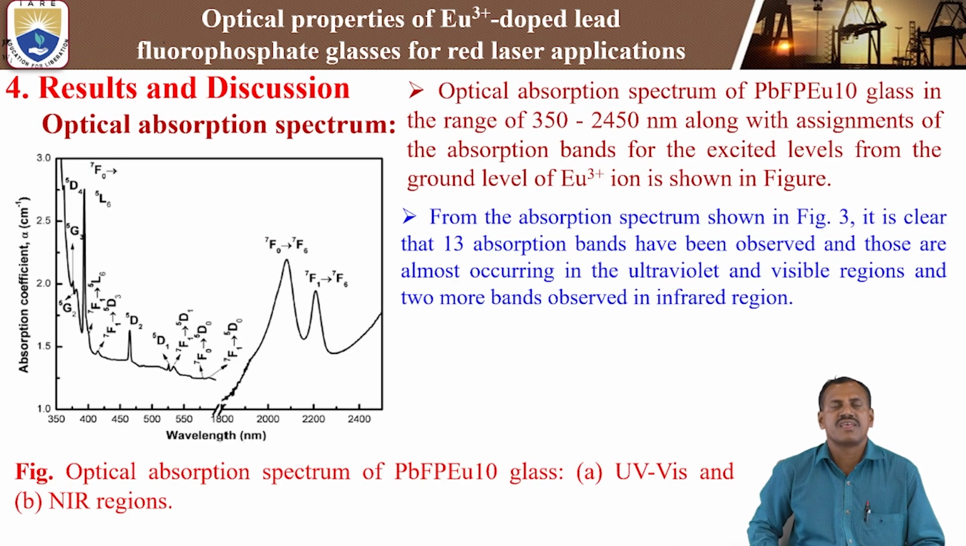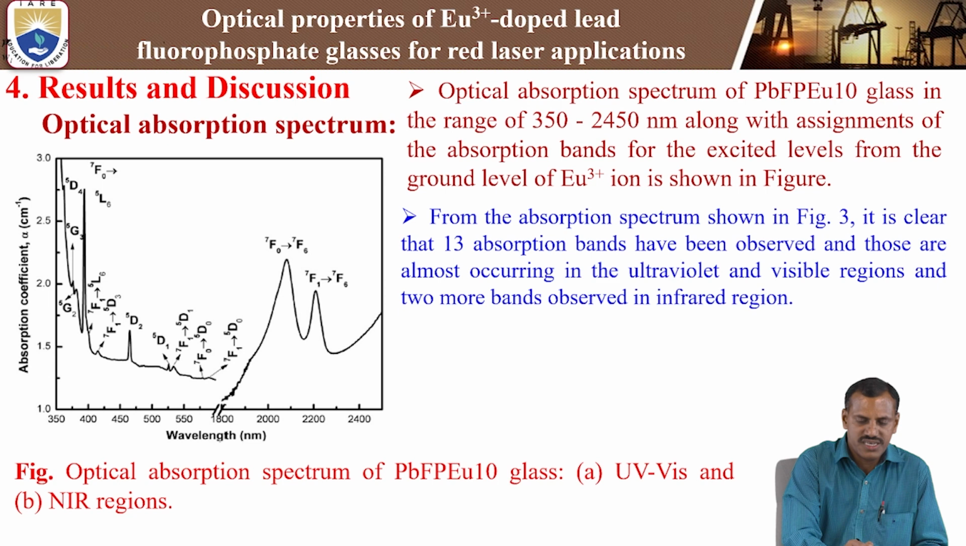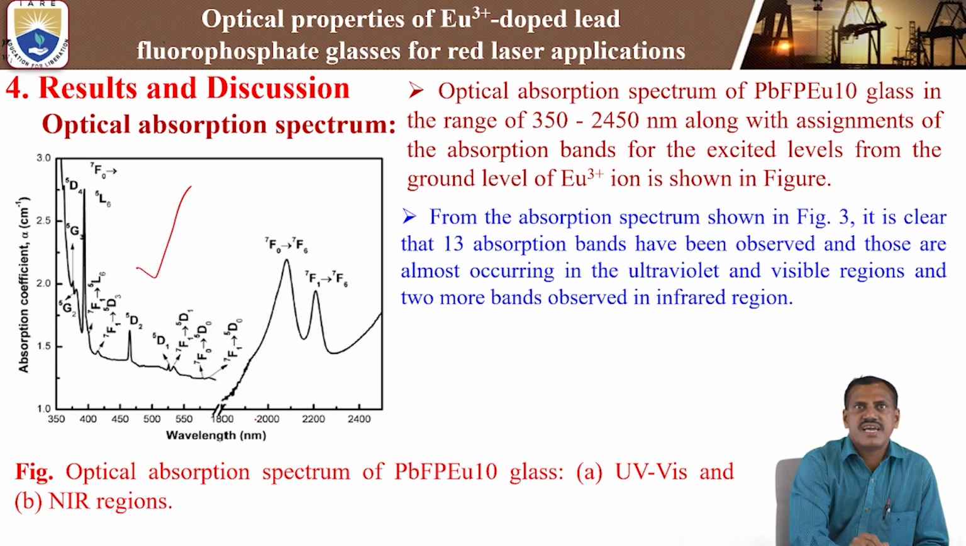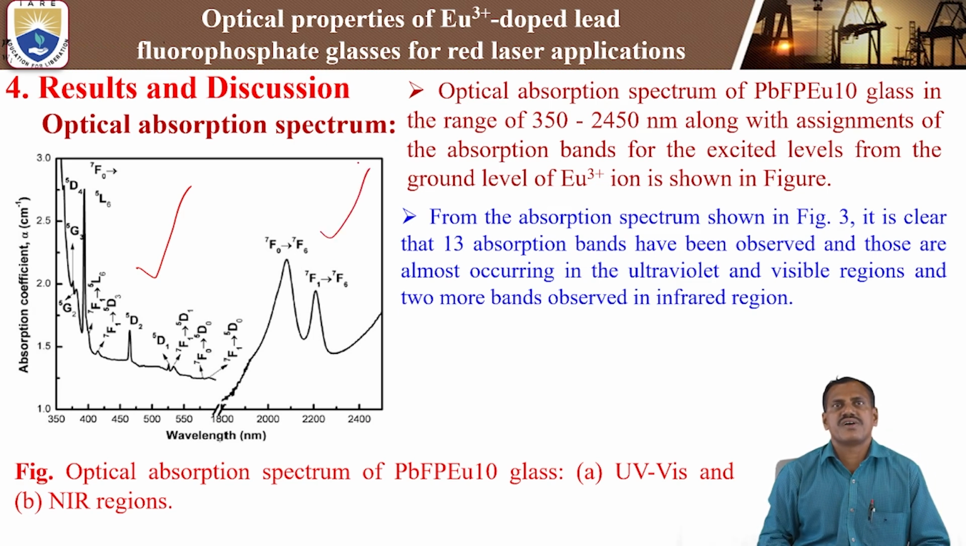Next, coming to the optical absorption analysis. This is the optical absorption analysis of the europium triple-doped lead fluorophosphate glasses, in the UV region as well as the near infrared region. From 350 nanometer to 750 nanometer, this is the UV visible range. From 800 nanometer to 2500 nanometer, this is the near infrared region.